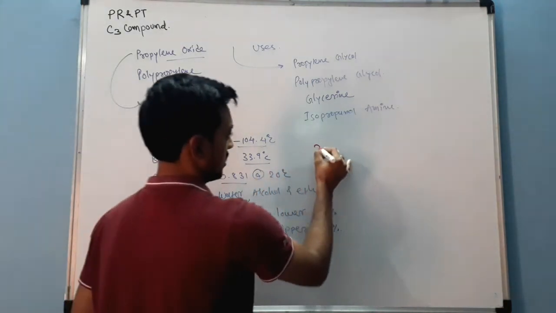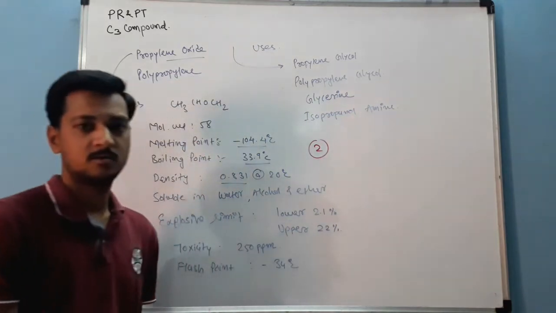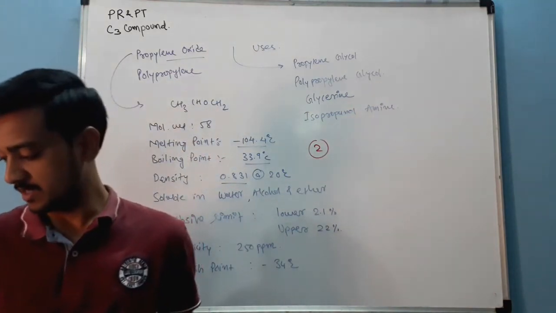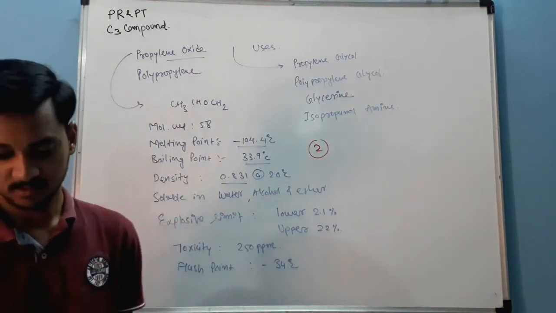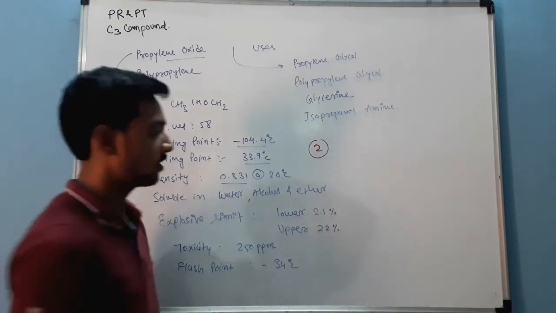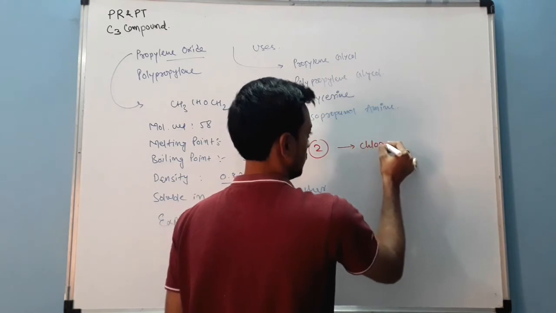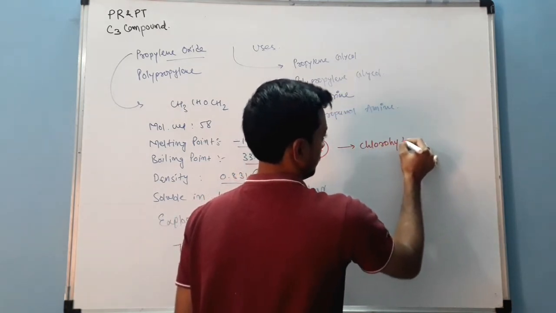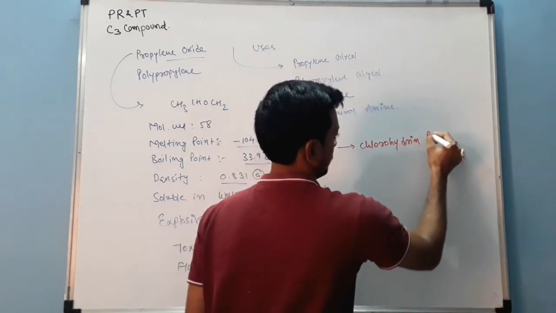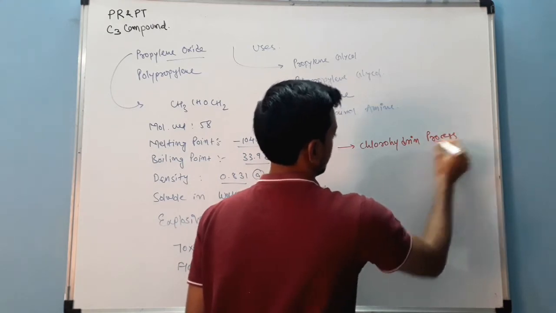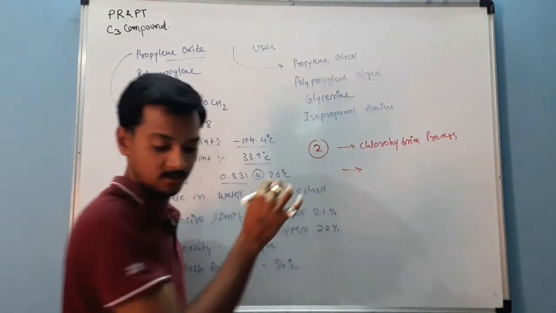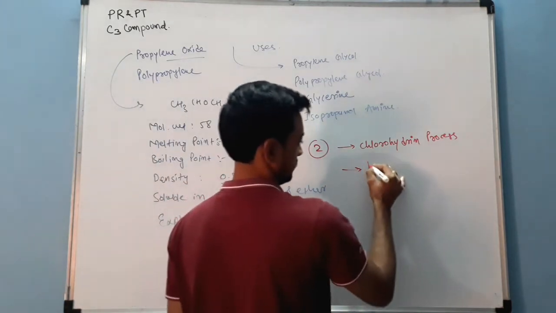Two methods are there for the production of propylene oxide. First one is chlorohydrin process. And second one is direct oxidation.